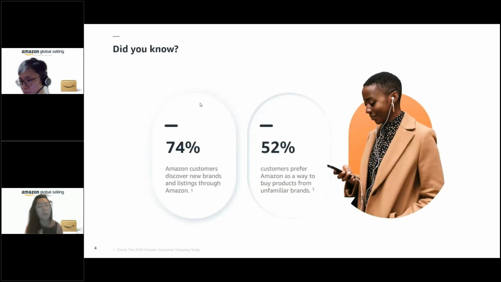Right off the bat, when people come onto Amazon, almost 74% of Amazon customers actually discover new brands and listings through Amazon. So they're looking to discover new brands. And I think the key point here is that almost half of the customers prefer Amazon as the first way to buy products from unfamiliar brands. This is a great thing for Singapore sellers because we will likely be very unfamiliar brands. We're small Singaporean companies, but we have great potential using Amazon as a way in to reach overseas customers as new brands, and people are looking for us.